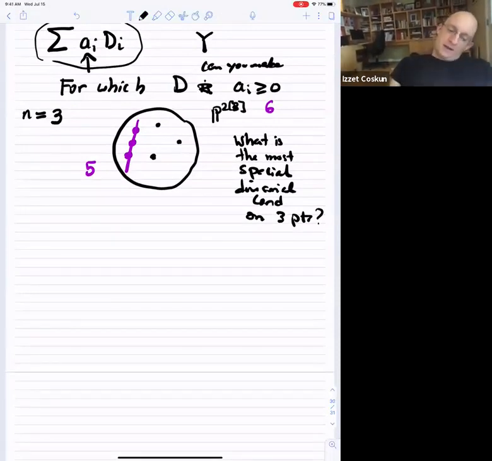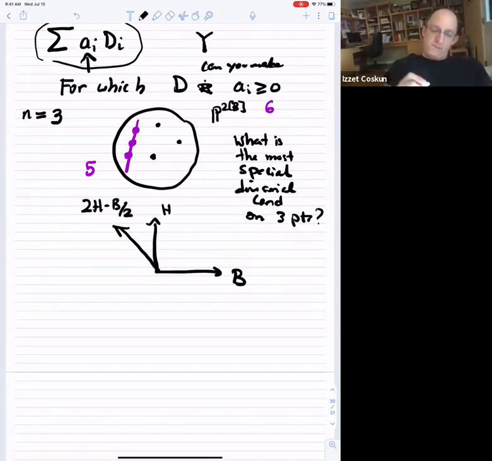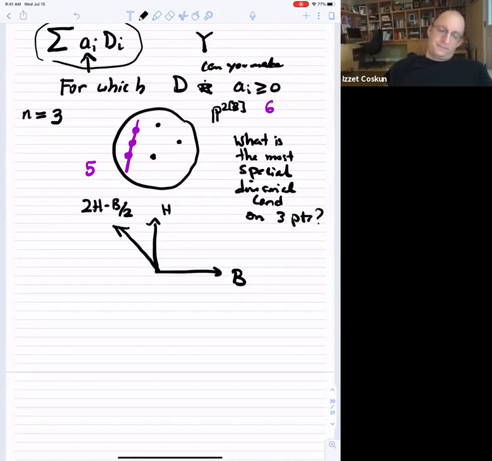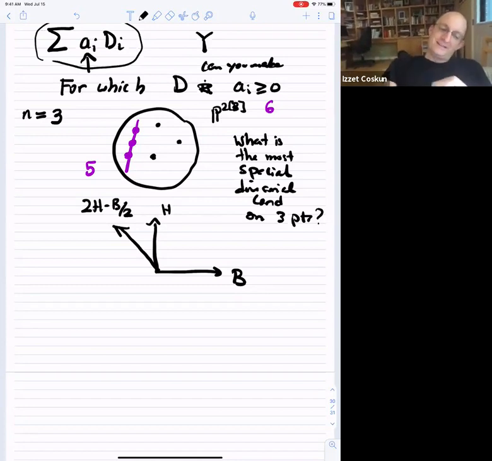So here is again our picture. So here is our H, here is our B. So we know what the ample cone here is. It's (2H minus B)/2, right? Okay, so we'll figure out what the class is. So let's find the class of the collinear points.